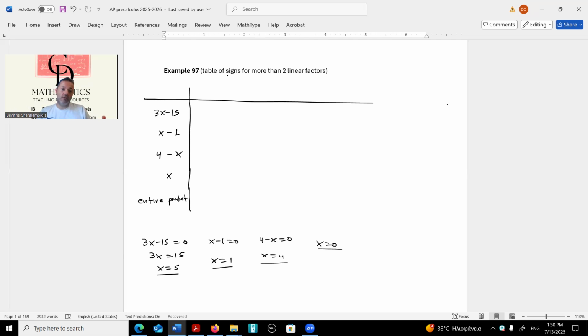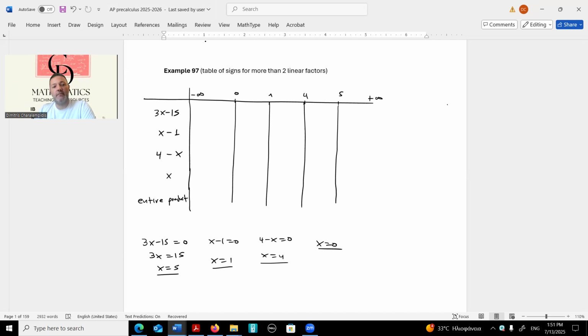We should put them now properly in numerical order. We begin with 0, 1, 4, and 5. We don't necessarily need to keep any scale. Just put these numbers. From each one of those, I will draw a vertical line like that. 3x minus 15 gets to be 0 at 5, so the 0 notation should be put down there. Let me quickly fill in the table already.